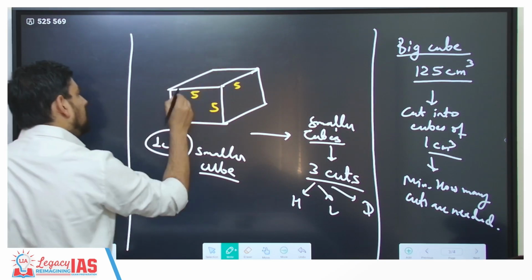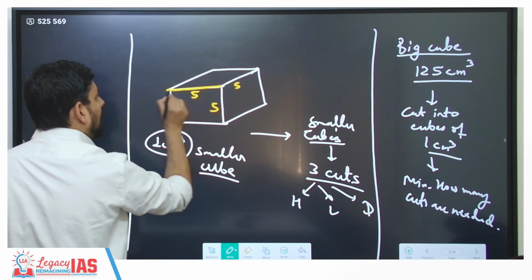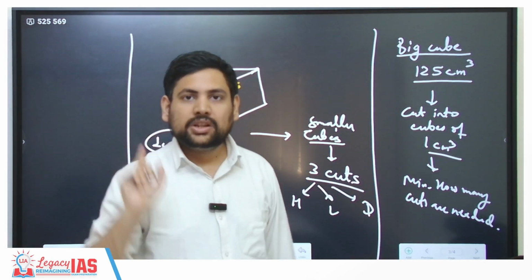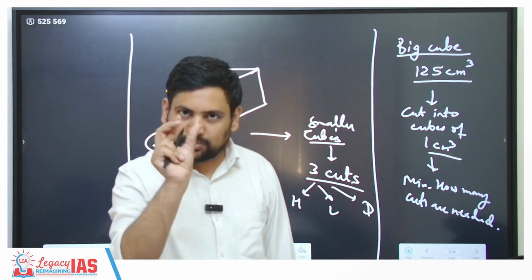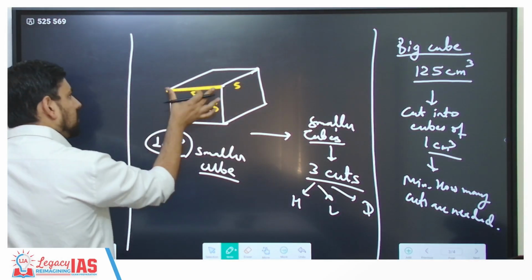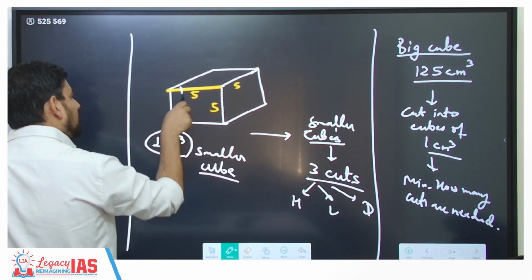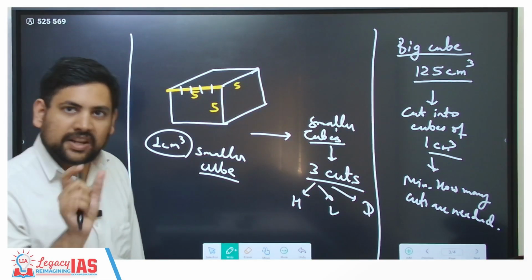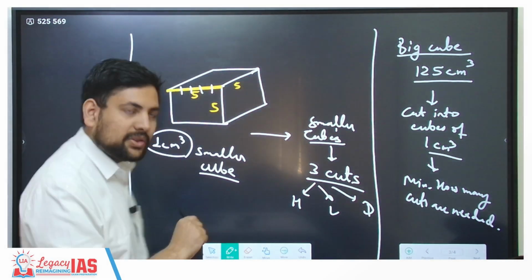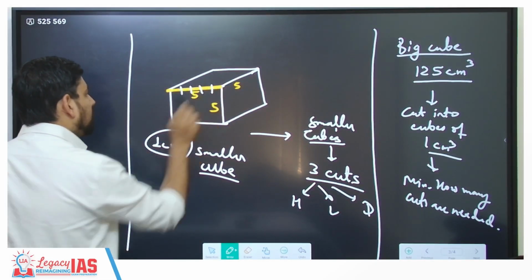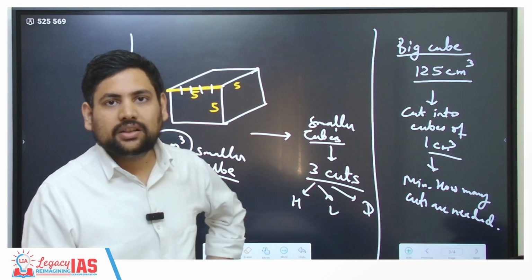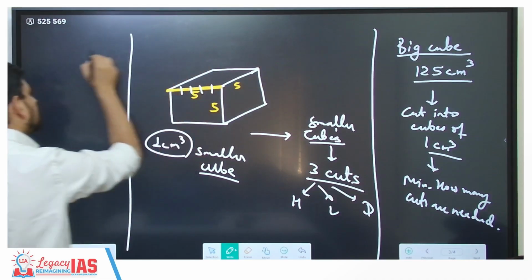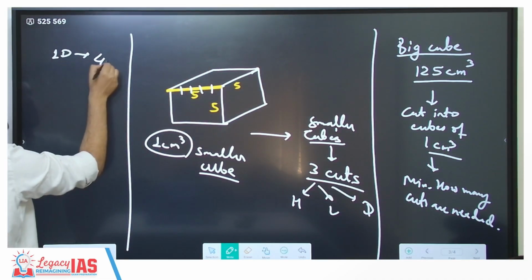Now can you see, in this length side, how many pieces do I want? I want 1 centimeter small cubes. So basically I want not this 5 length, I want it to be 1 length. So 1, 2, 3, 4, 5 pieces of 1 centimeter length. Now how many cuts do you require? 1, 2, 3, 4.